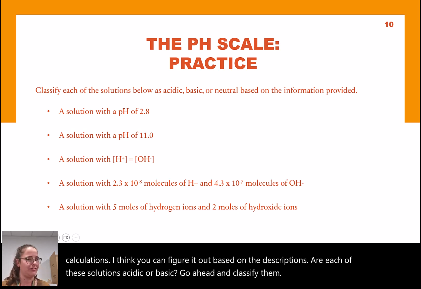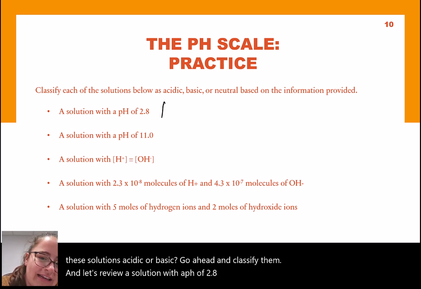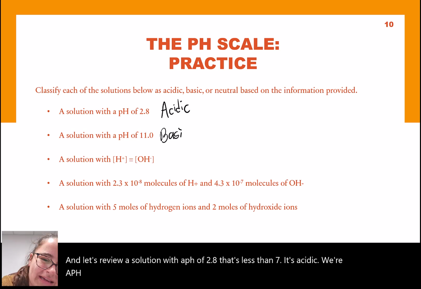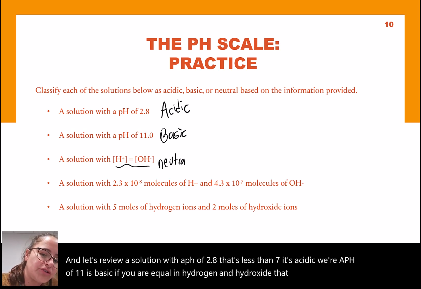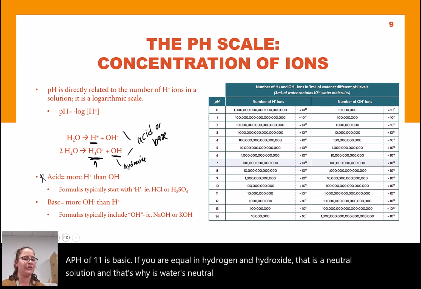And let's review. A solution with a pH of 2.8, that's less than 7. It's acidic. A pH of 11 is basic. If you are equal in hydrogen and hydroxide, that is a neutral solution. And that's why water's neutral, because it breaks into H plus and OH minus in equal amounts.